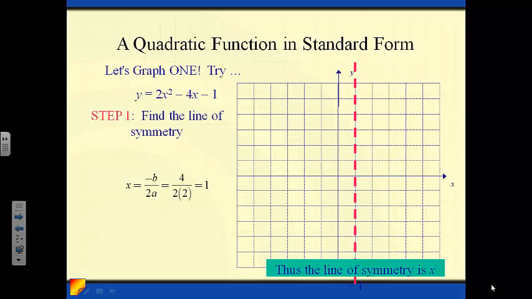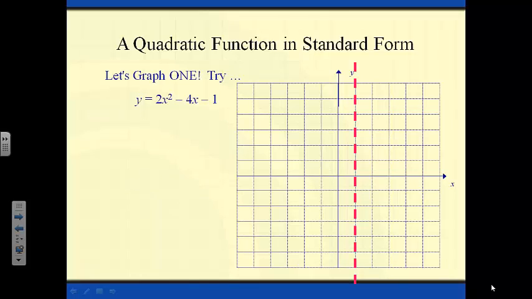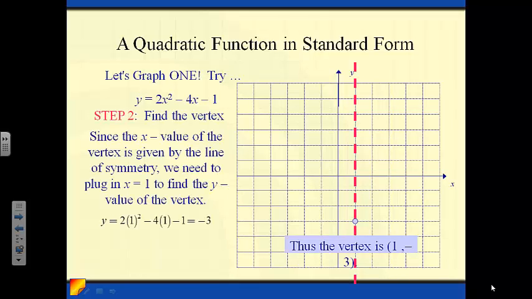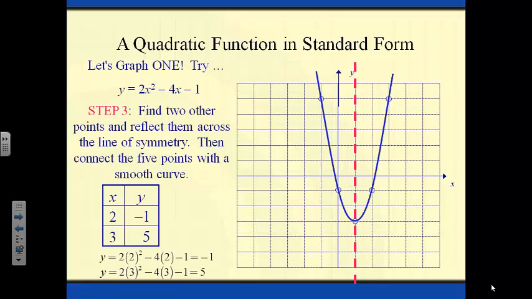So let's do a complete example. Step 1, find the line of symmetry. x equals negative b over 2a. So it would be 4 over 2 times 2, which is 1. There's the line of symmetry, and I drew it with a dotted line. Next up, you're going to find the vertex. Since the x value is given by the line of symmetry, we're going to plug in x equals 1, and we're going to solve for y, and we get negative 3. So the vertex is at (1, -3), and I put an open circle, a dot, on the dotted line. Step 3, the final step, find 2 other points and reflect them across the line of symmetry.